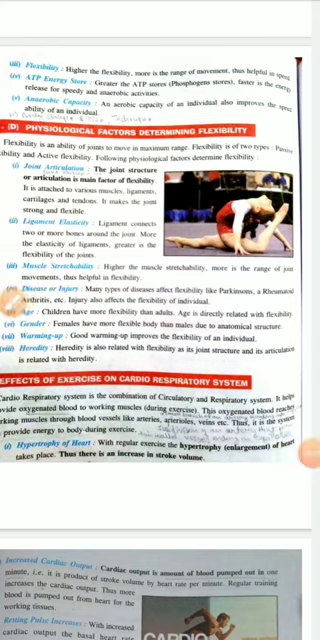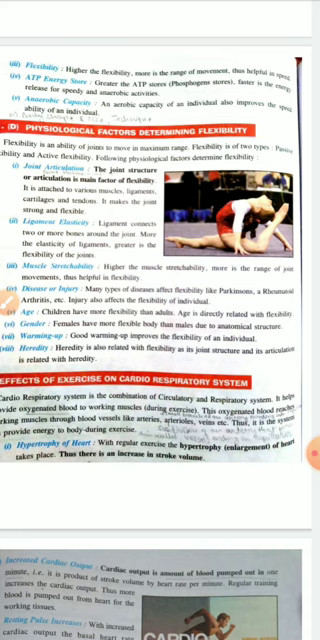Good morning, students. In our last topic, we studied physiological factors determining endurance, strength, and speed. Today, we will study flexibility.